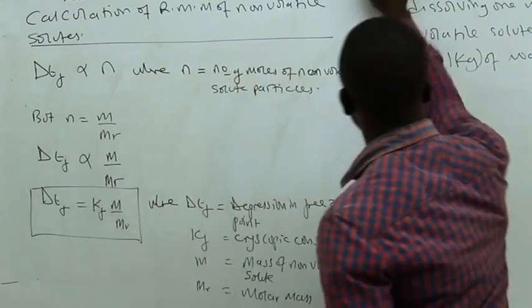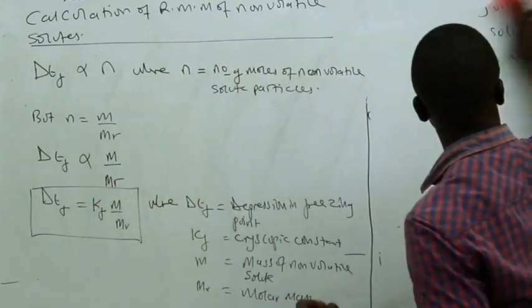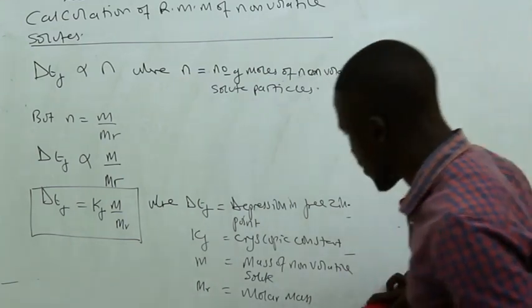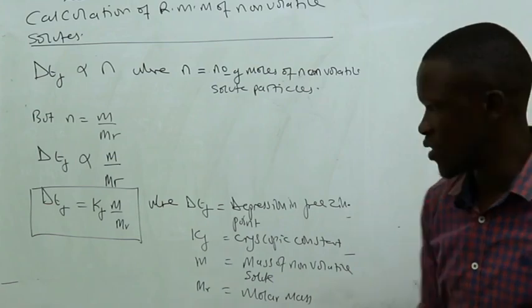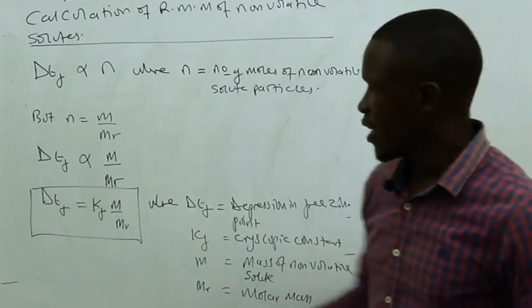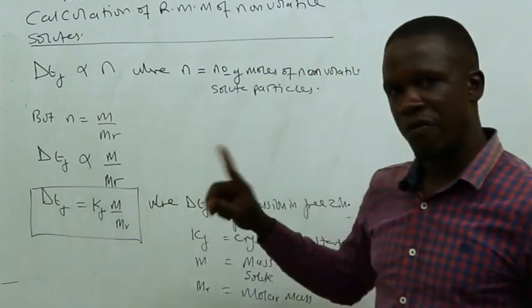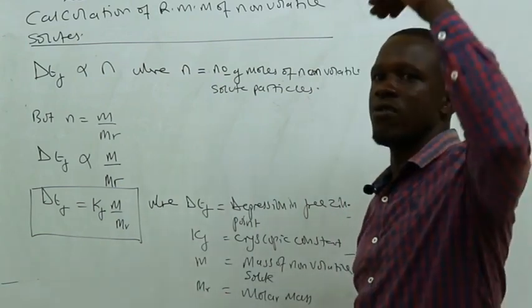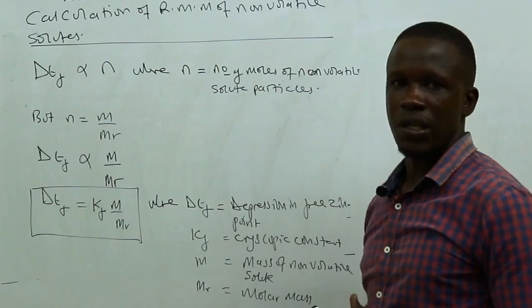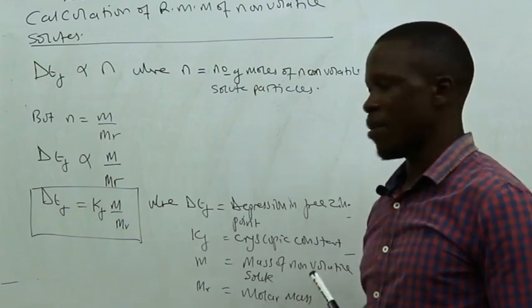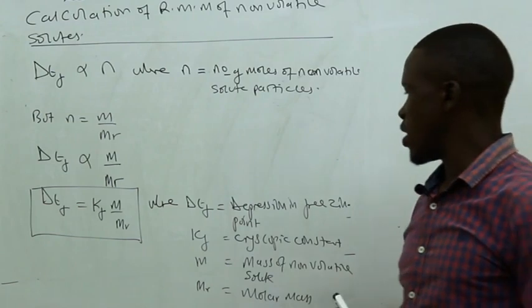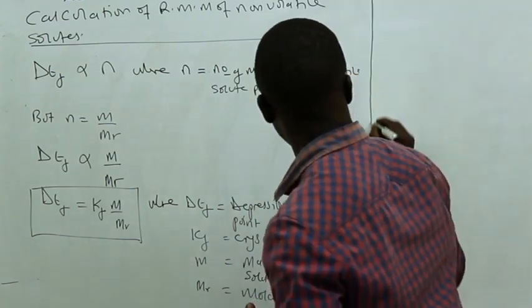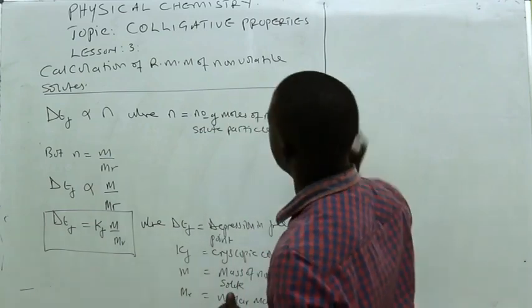But we can use that formula to show that, yeah, there is a relationship between molecular mass and depression in freezing point. As you can see, that dT is inversely proportional to molecular mass, meaning the higher the depression in freezing point that you get, the lower the molecular mass that you have. So let's see some examples here and the way we work from first principles.